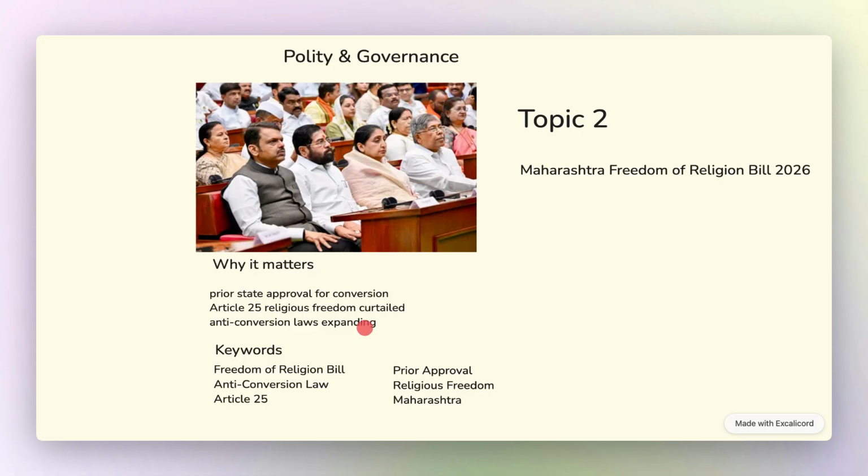state legislation requiring religious conversion through approval requirements. Anti conversion law: legal restrictions on changing religion to prevent alleged forced conversions. Article 25: fundamental right to freedom of conscience and free profession of religion. Prior approval: government permission required before exercising constitutional right to convert. Religious freedom: constitutional protection for individuals to choose and practice faith. Maharashtra is the state enacting anti conversion legislation following other BJP governed states.